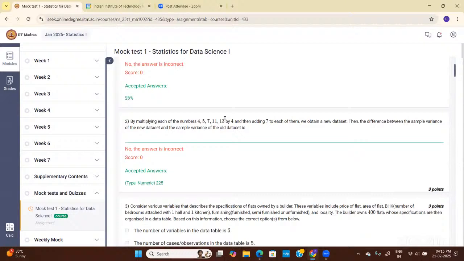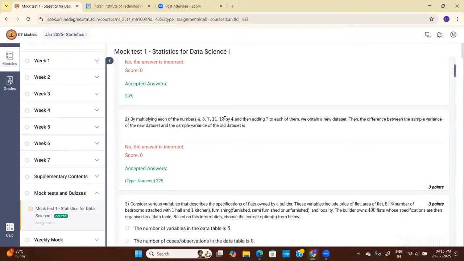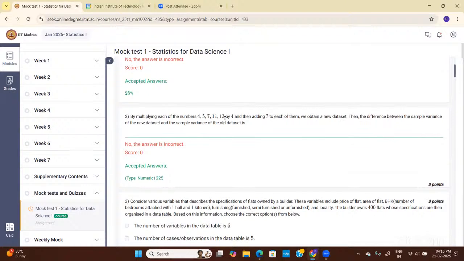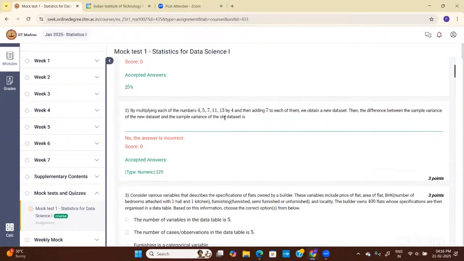Ma'am, is it 15? Yes, 15. Okay. And then for the new data set? It will be 15 into 4 square, that is 240. Okay, then the difference is 240 minus 15. So the answer will be 225. Okay, which is fine. Now everyone knows how to find the sample variance? Yes, ma'am.